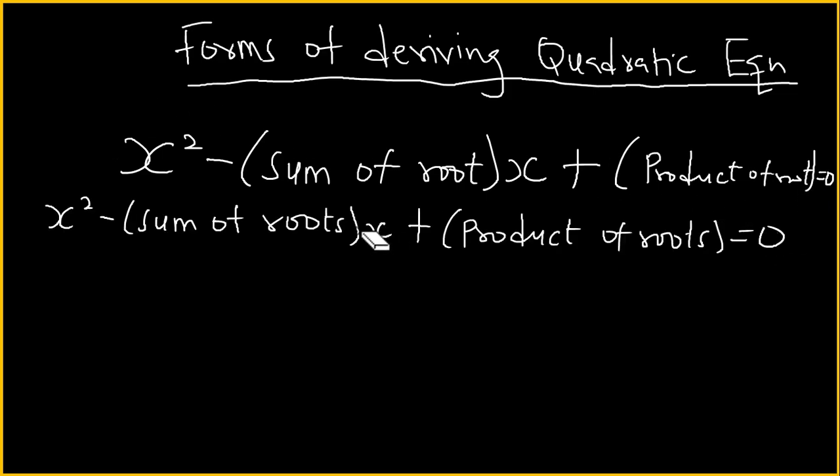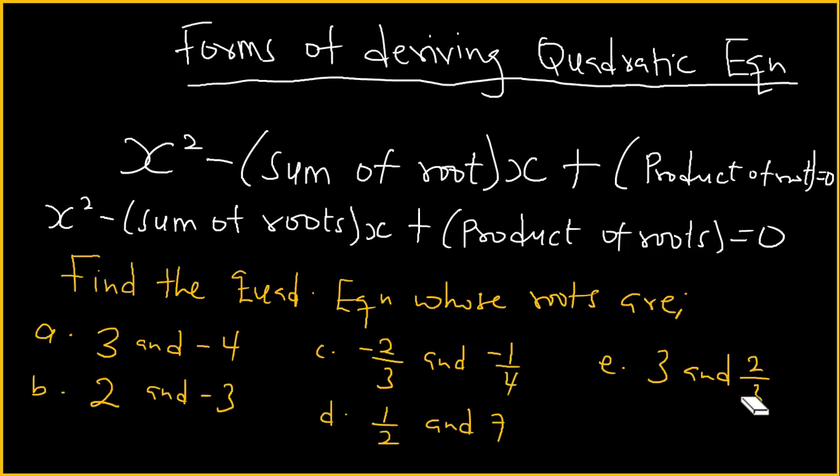Okay, so we are going to form a quadratic equation when the roots are given by using this approach in solving or deriving the quadratic equation. So let's find the quadratic equation whose roots are given. Starting with the first one, 3 and the number -4.